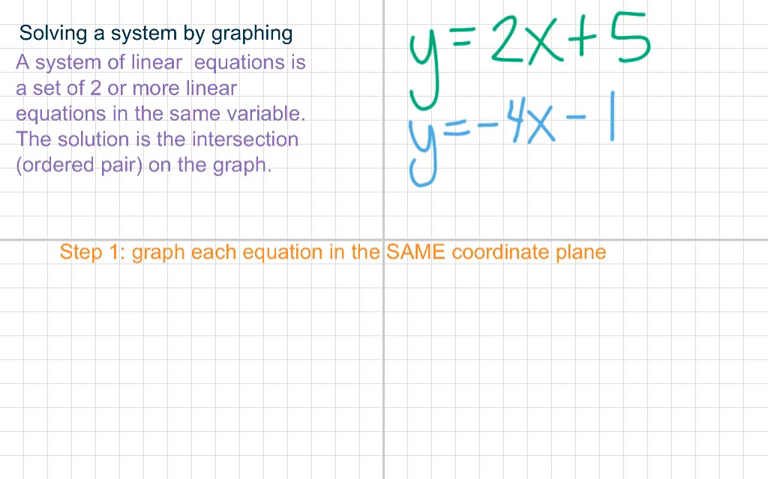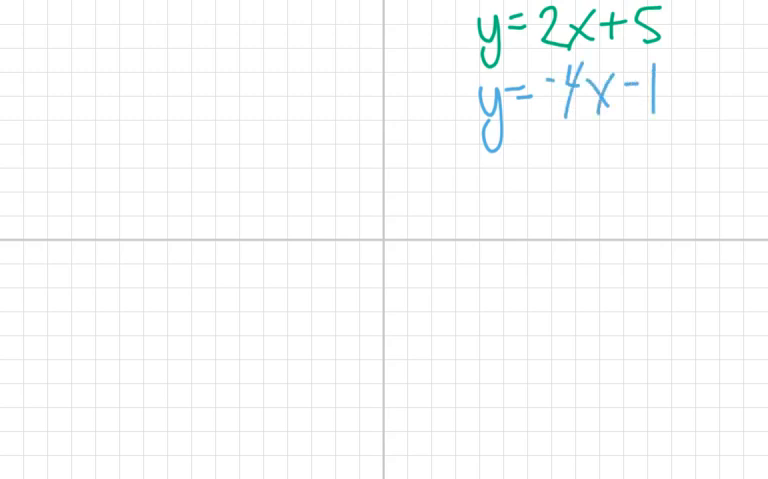So I'm going to go to a new page, and I will rewrite my equations for you guys. So the first one was y equals 2x plus 5, and then the second one was y equals negative 4x minus 1. Okay? So some reminders for graphing is that you want to start at your y-intercept, and then you use your slope for your rise over your run. So I'm going to do this first one first.